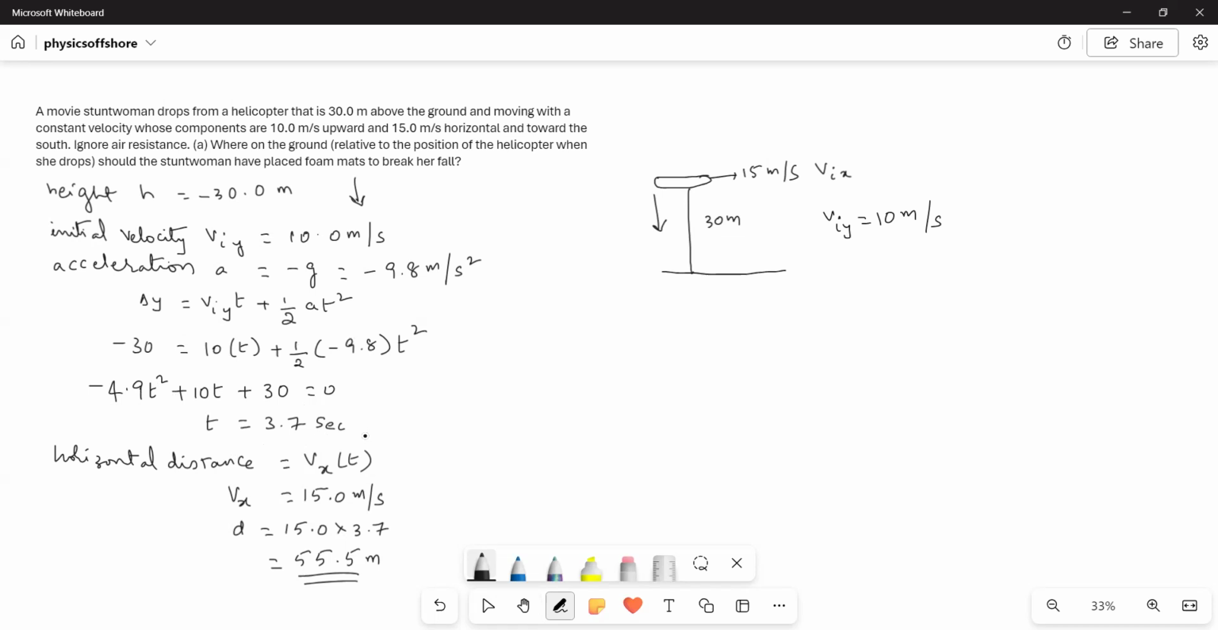Now to find the horizontal distance, we have to multiply this time with the horizontal velocity. We know the horizontal velocity is 15 meters per second because the helicopter and the woman have the same velocity. So she has 15 meters per second. So 15 meters per second times 3.7 gives 55.5 meters. That means she has to keep the foam mats at 55.5 meters so that she will not break her limbs. Okay, that is the answer for this question.